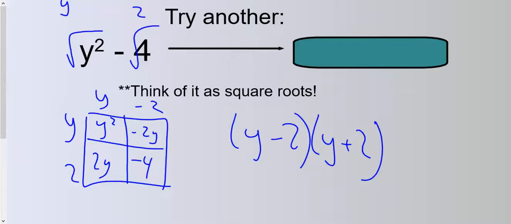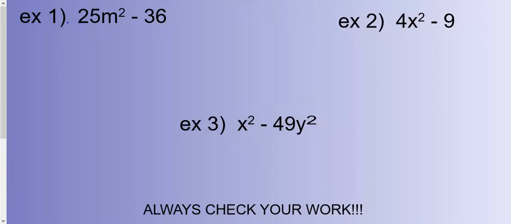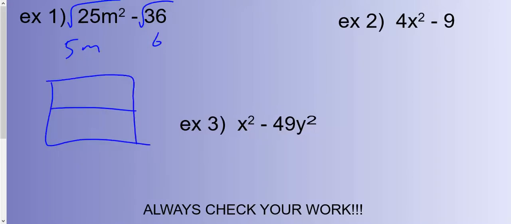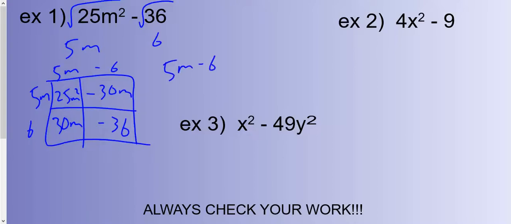And that's it. This one, if we square root this, we get 5m. If I square root this, I get 6. So those are going to be the numbers we use for our box. 5m minus 6, 5m plus 6. That's 25m squared. That's negative 30m. That's positive 30m. And that's negative 36. That gives us what we want. So we have 5m minus 6 and then 5m plus 6.